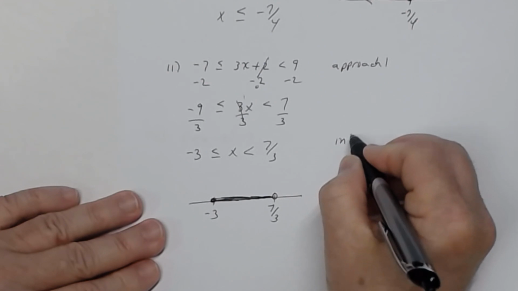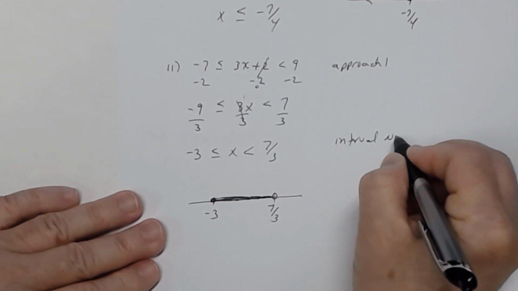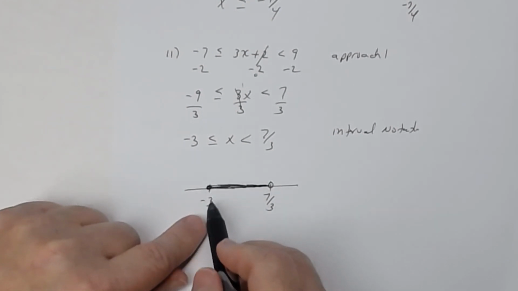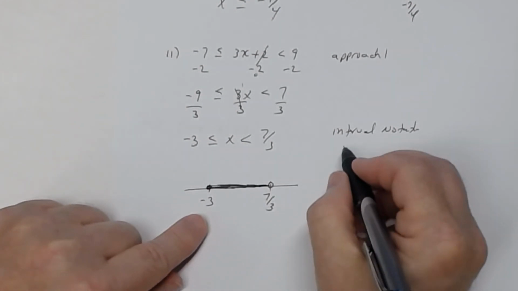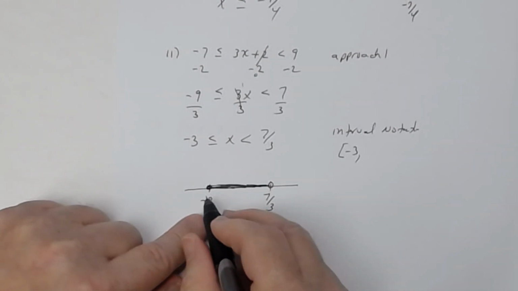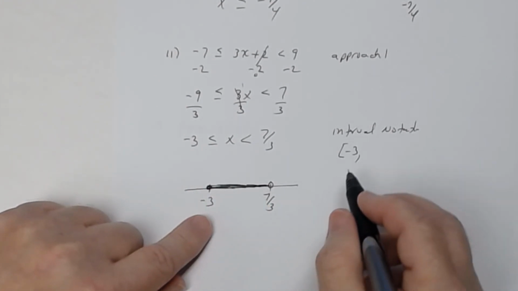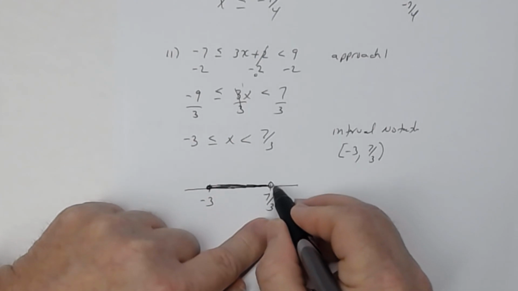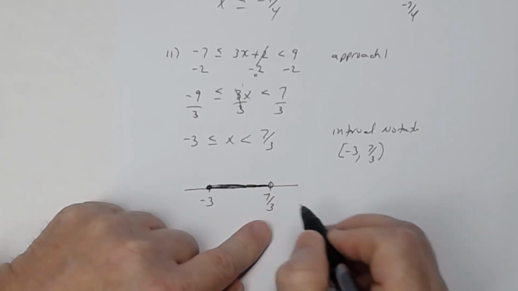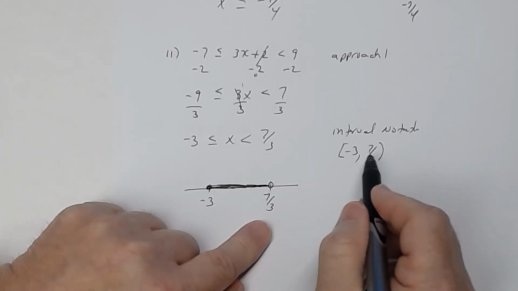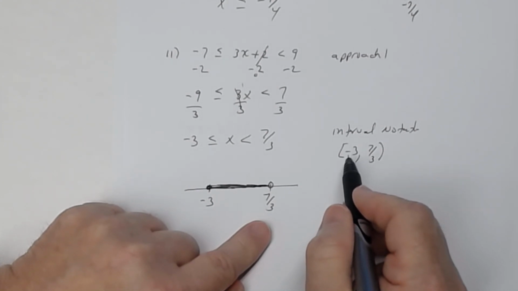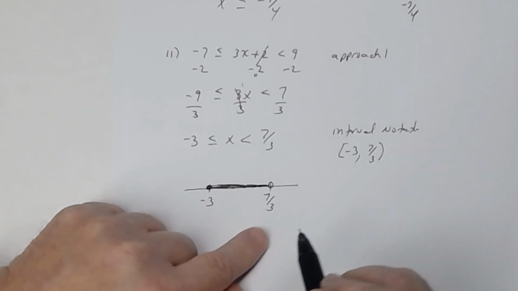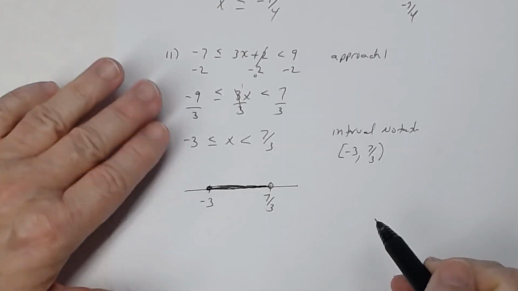In terms of interval notation, which is what you had to tell me, you always go from left to right. So notice I'm going from a negative 3 with a bracket, because that's a closed circle, there's an equal sign, comma all the way to 7 thirds with a parentheses, because there's no equal sign. 7 thirds is not a solution. But everything between negative 3, including negative 3, and 7 thirds, not including 7 thirds, is a solution. So that was the most efficient way.